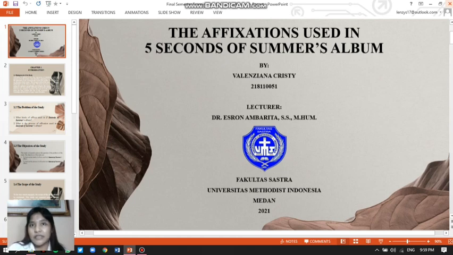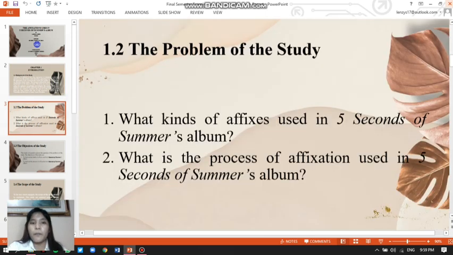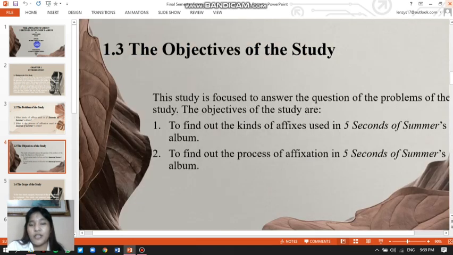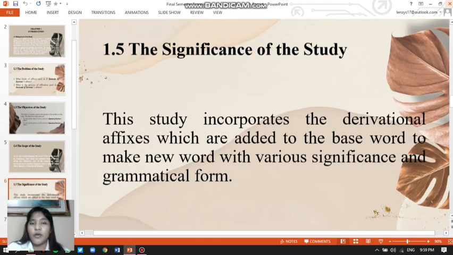Chapter 1 of the thesis is the introduction. In the introduction of chapter 1, there are 5 sections: 1.1, background of the study, 1.2, the problem of the study, 1.3, the objectives of the study, 1.4, the scope of the study, and 1.5, the significance of the study.